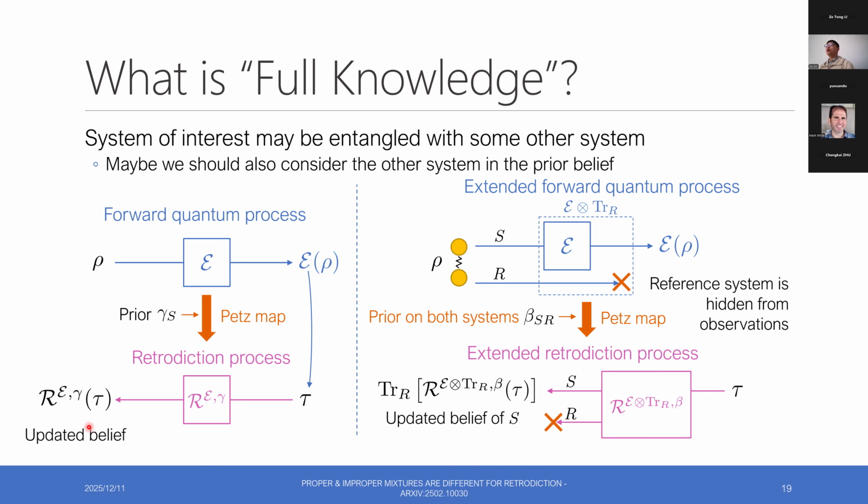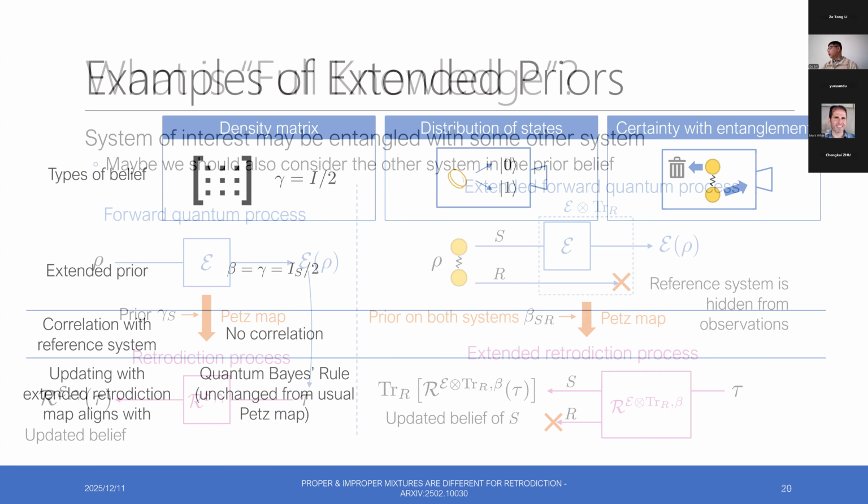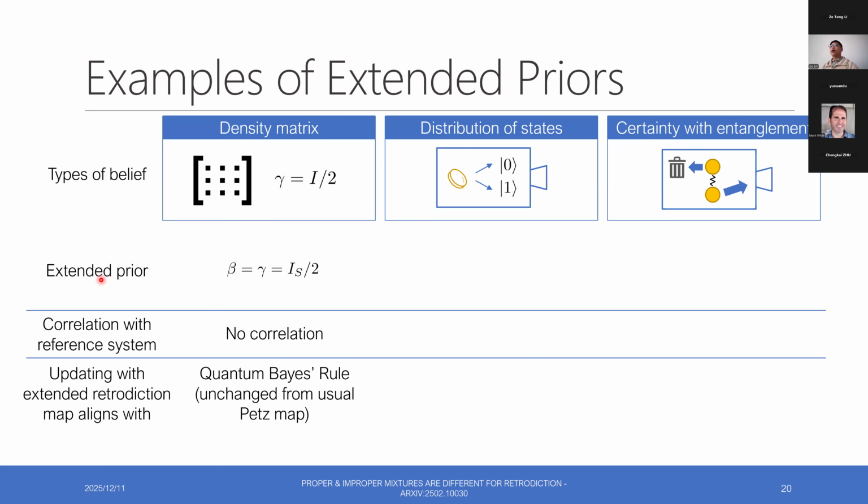And this formula could be different from the one if you consider only the system itself. Actually, this is a purely quantum feature. In the classical case, if you consider an additional system that is correlated with your system of interest, this does not make any difference to your knowledge update. But in the quantum case, there can be a difference. So with this formulation, we are able to explain the difference between these cases.